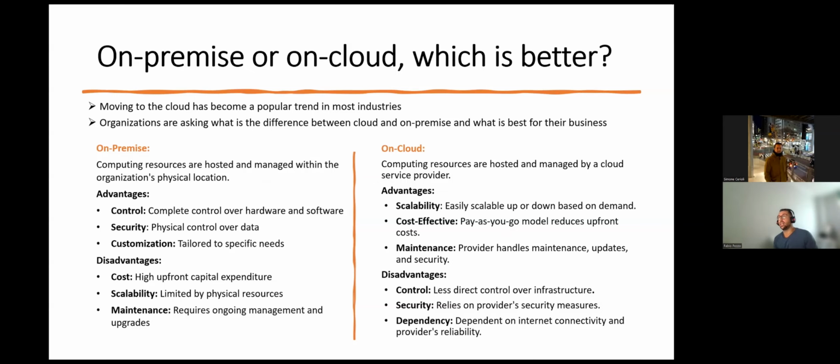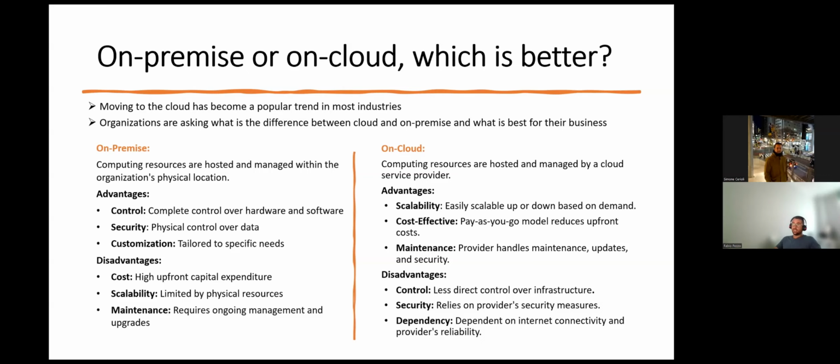In the latest years, moving to the cloud became also a popular trend in most industries. Organizations that have not yet moved to the cloud are concerned about topics like the security of their data, because they don't want to give their sensitive data to external vendors. But on the other side, they want to have flexibility and scalability in their infrastructure. So organizations are asking most frequently what is the difference between on-cloud and on-premise architecture, and what is the best for their businesses. And these are the main differences between an on-premise and an on-cloud environment.